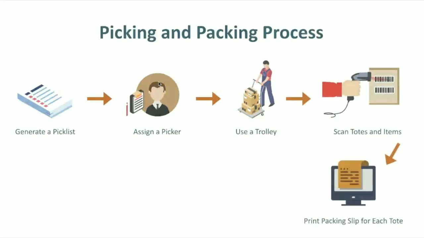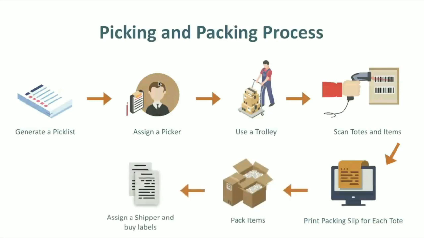Once all the totes are brought back post-picking, they're scanned and a packing slip is printed for each tote, which will indicate the items that are expected. This is sort of a secondary check after your barcode scan. You pack the items using the packing materials available to you, and then you assign a shipper and buy labels. Once a label has been purchased, you either go and drop off with your shipper, or your shipper will come pick them up from you, depending on the contract that you have with your shipper. This is essentially the picking and packing process for an order.